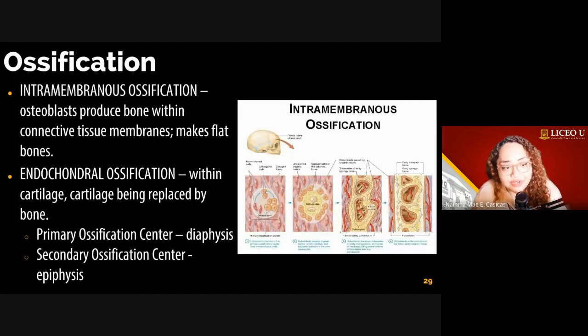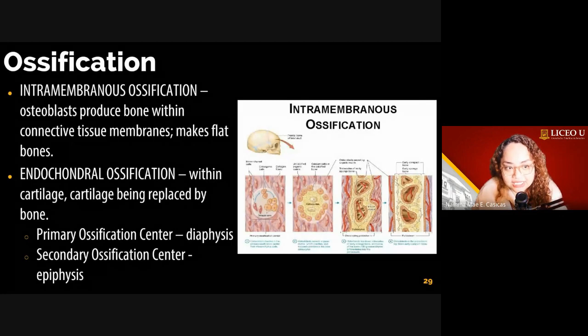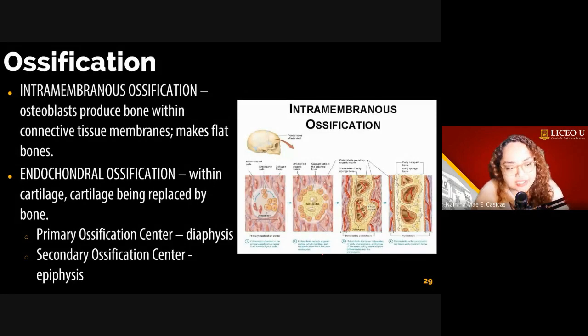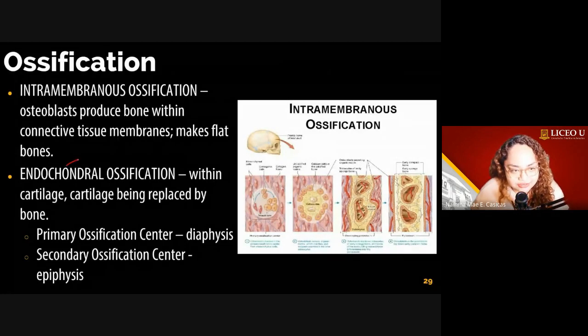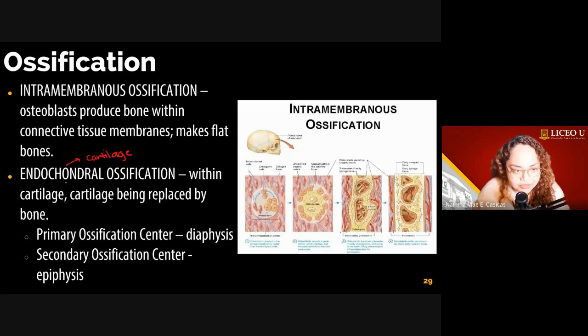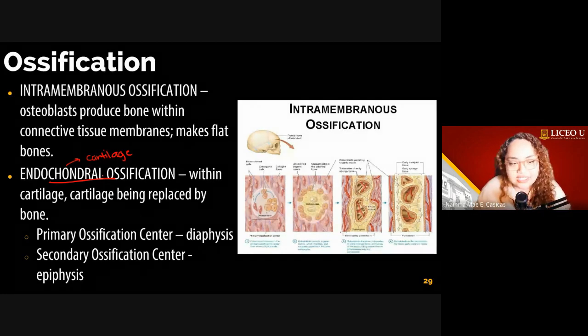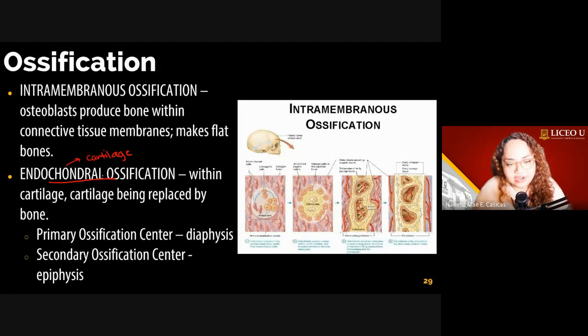And then you have your endochondral ossification. Endo means inside, and chondral pertains to your cartilage. So it means that this is an ossification within a cartilage, and this is where cartilage is being replaced by bone.